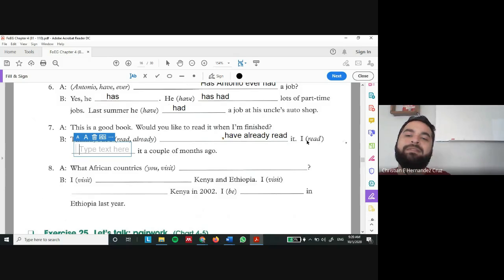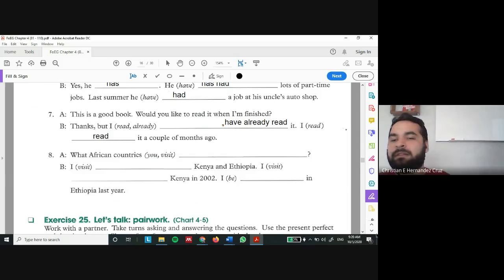How do I put this word? Okay. Se dice read, but se escribe like read. It's one of those verbs que no cambia. So yes, this is a good book. Would you like to read it when I'm finished? Thanks, but I have already read it. I read it a couple of months ago. And finally, y con esto nos vamos.